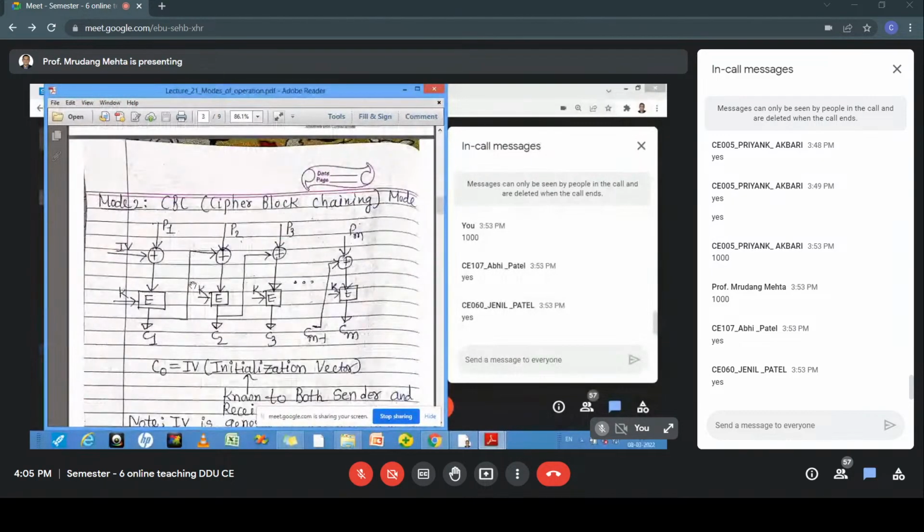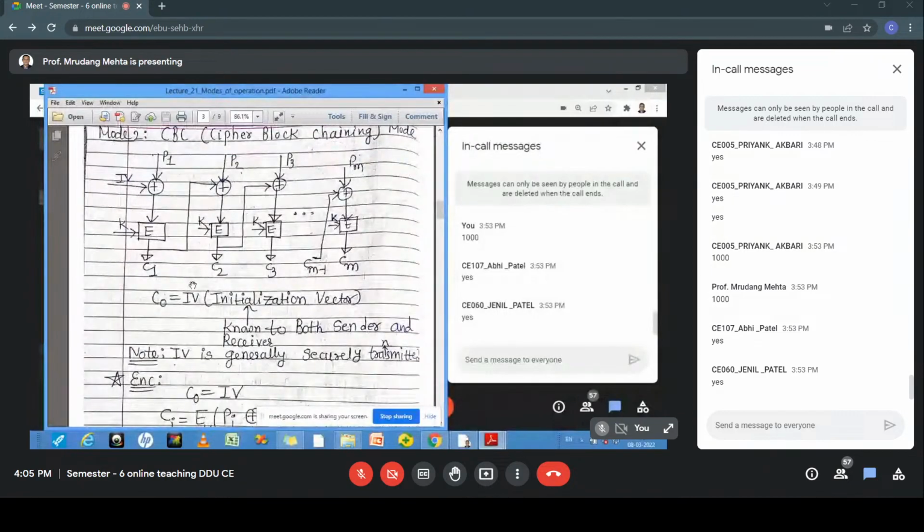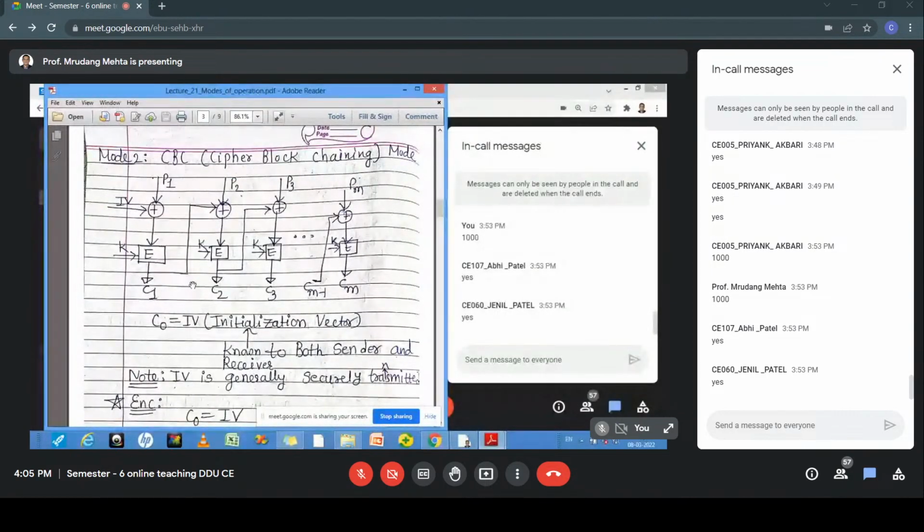So a second mode is used where the plain text and ciphertext will not be identical. So if two plain text blocks are identical, the ciphertext blocks will not be identical. And look at the design. It is called cipher block chaining. It is a chain which we are creating.